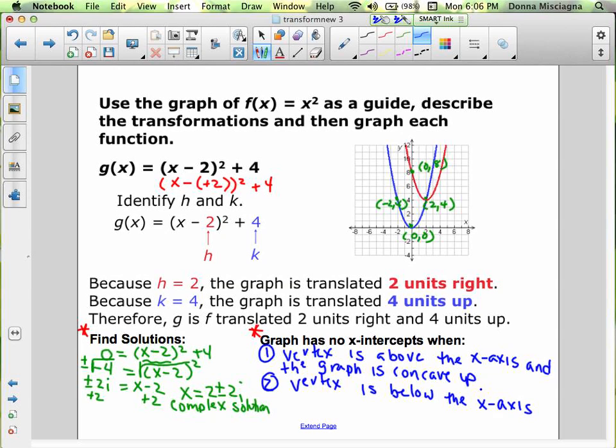I should have made sure I oriented the board. I don't know, over here in the corner, it's just making everything go way down. Right, so the vertex is below the x-axis. I'll try to compensate by writing higher. And the graph is concave down.